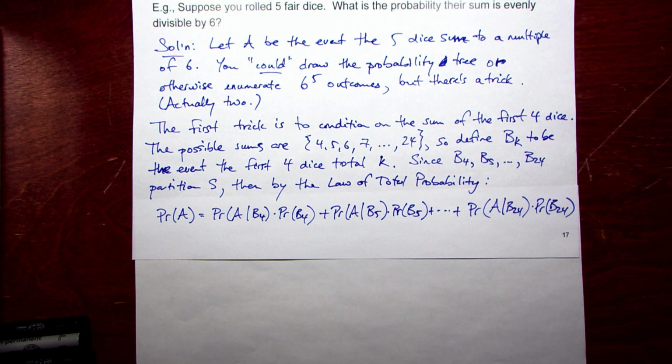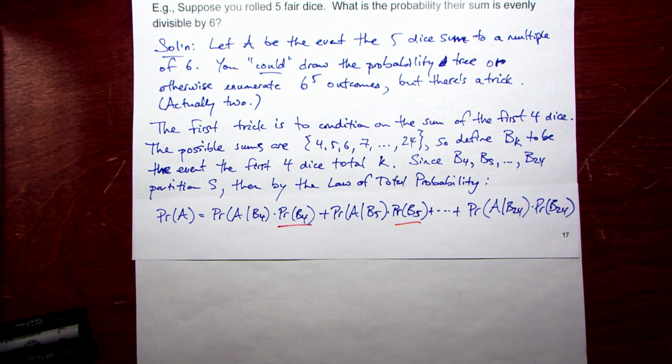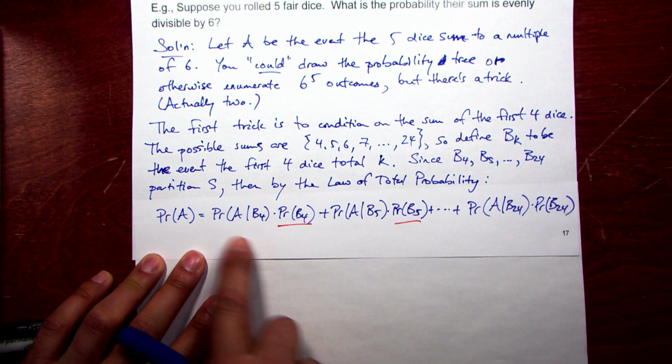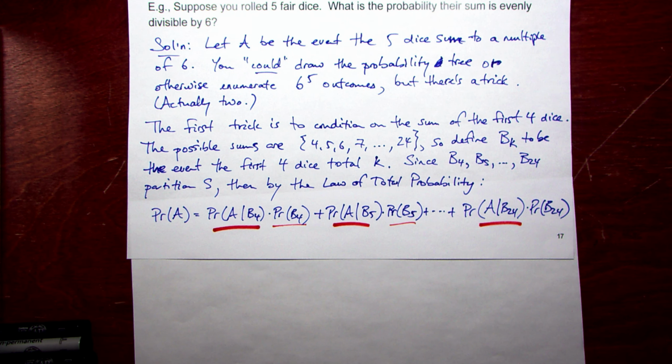And maybe it's not so easy to determine what this is, the probability of B4. That's probably pretty easy, actually. Maybe B5 is pretty easy, too. But what's the probability of B12, like rolling a total of 12 on 4 dice? I don't know how to crack that. Okay, so the second trick, and it's not really a trick, is to resist the temptation to try and find these probabilities. Instead we're going to go after these ones.